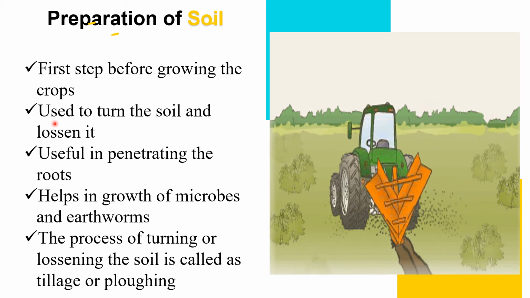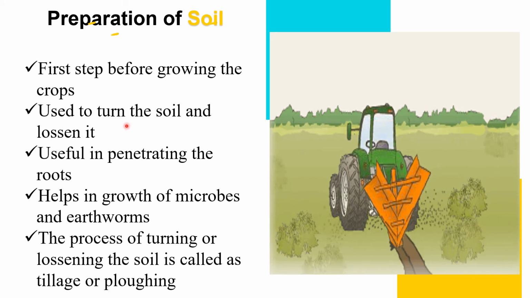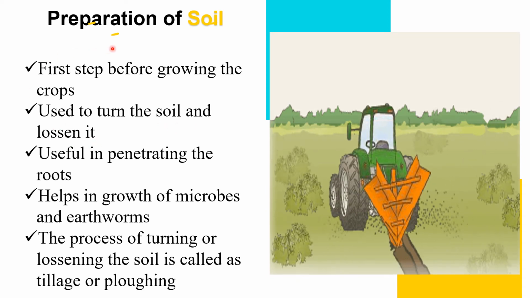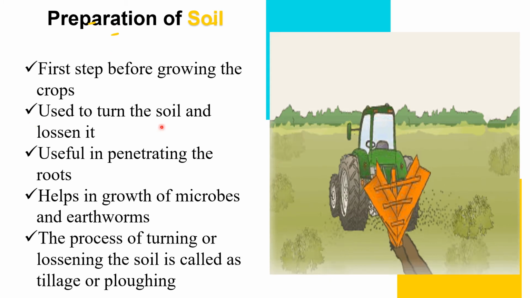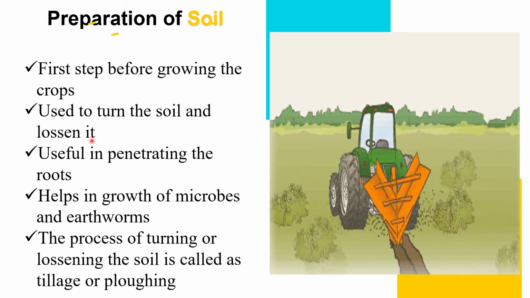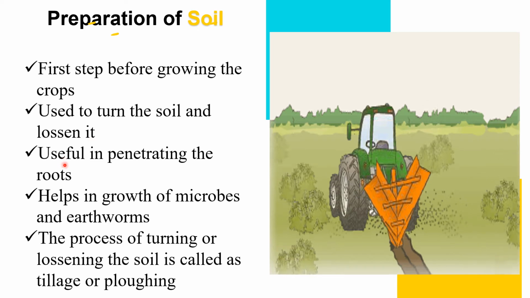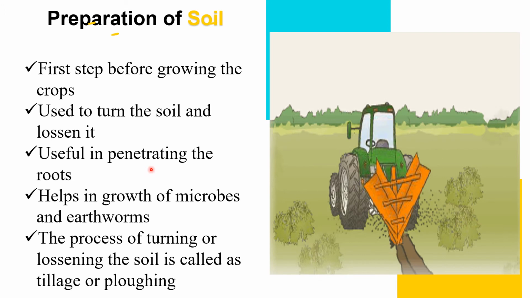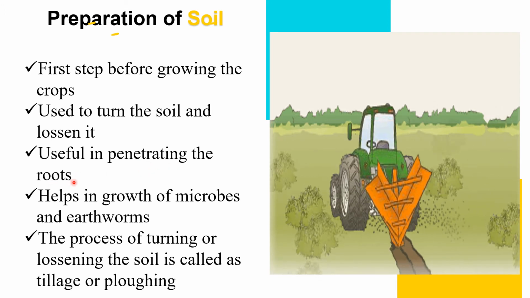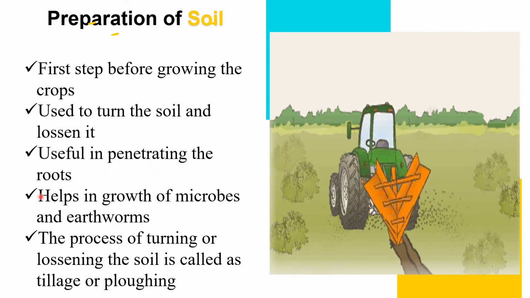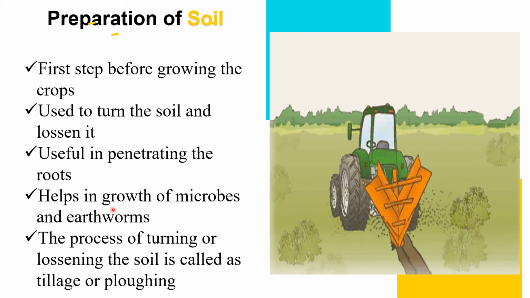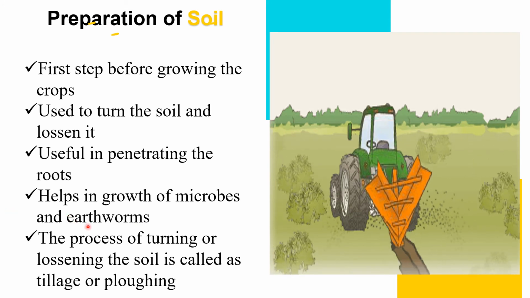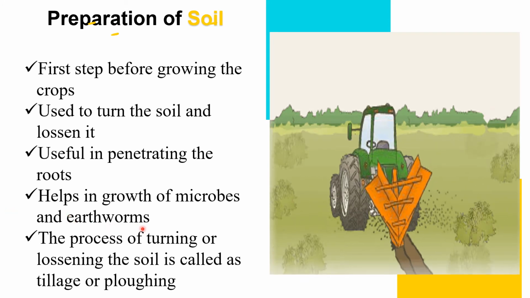And what is being done during ploughing? It is used to turn the soil and loosen it. So what are we doing ploughing for? To turn the soil and loosen it so that it will become useful, that is, useful for the plant roots to penetrate into it. Apart from that, it will also help the growth of microbes and earthworms. You may ask why earthworms have to grow in the soil?